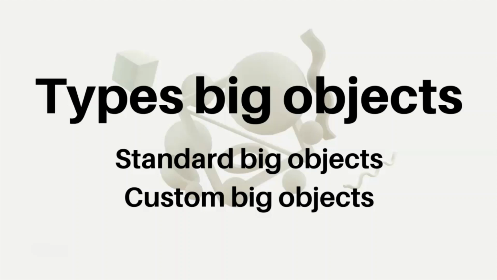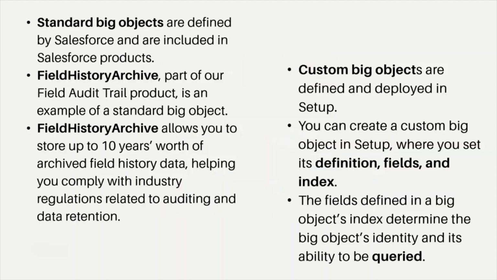What are the different types of big objects we have? There are two types of big objects: standard big objects and custom big objects. Standard big objects are defined by Salesforce and are included in Salesforce products. Field history archive, part of the field audit trail product, is an example of a standard big object. Field history archive allows you to store up to 10 years' worth of archived field history data, helping you comply with industry regulations related to auditing and data retention. That is also a standard big object.